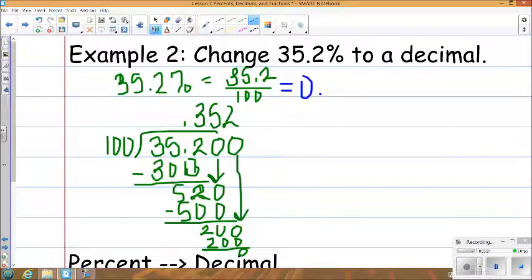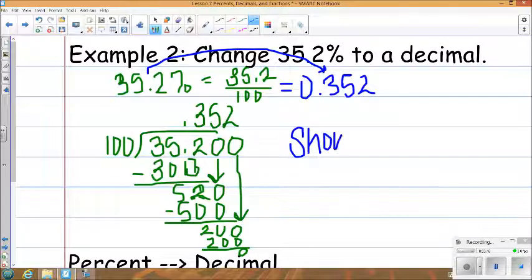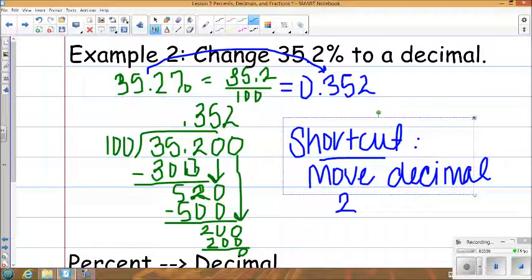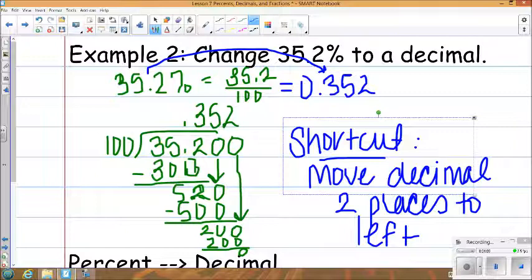So the shortcut, which some of you probably already know, is whenever you're converting from a percent to a decimal, all you need to do is move the decimal to the left 2 places, because if you're dividing by 100, you're really changing 2 decimal places. So the shortcut for this is to just move the decimal 2 places to the left. If you look, I could have just moved this 2 places to the left and I would have gotten my answer.